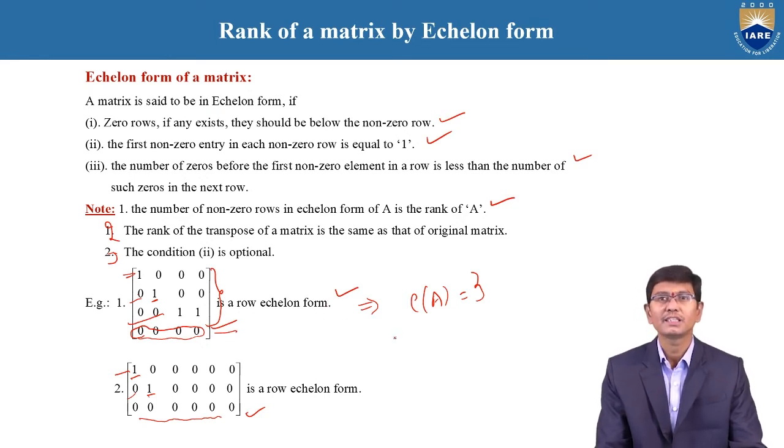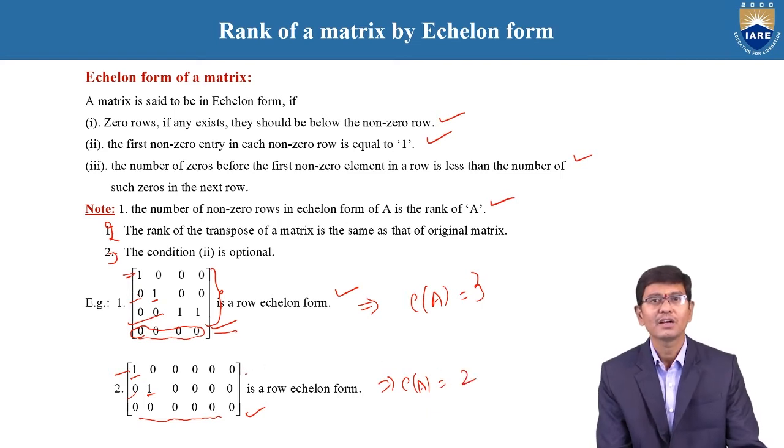And similarly, for the second example, if it is required to find the rank of the matrix, it is equal to 2 only. Why? Because the number of non-zero rows in this matrix is equal to 2 rows. Therefore, the rank of the matrix is equal to 2.